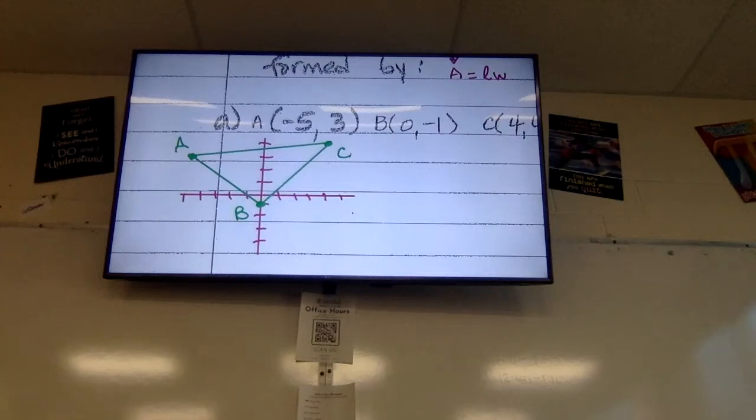All right, now I've got my triangle. Unfortunately, I don't have any straight lines here where I can just count how many units over we went or how many units up we went. We actually have to do the distance formula here. So we're gonna practice this, okay?